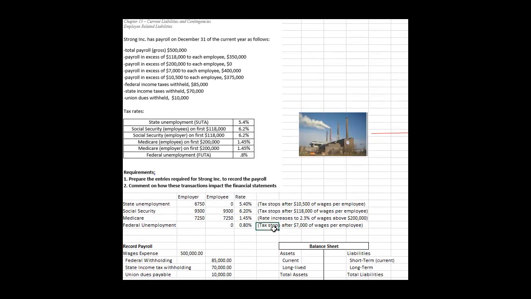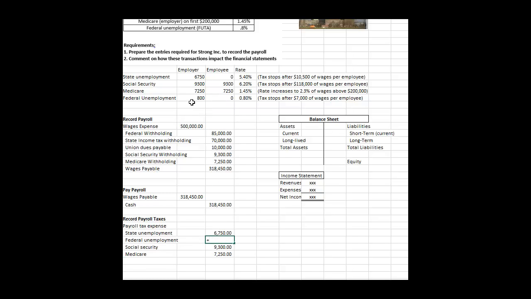And we'll do the same thing with the federal unemployment. What you'll notice here is it has a $7,000 ceiling, and the problem tells me there are $400,000 in excess of the 7,000. So of the 500,000, 100,000 is taxable. So my formula says 100,000 times the tax rate, 800 bucks. So the payroll taxes that the employer is responsible for because of the current tax laws are all of these added together, $24,100.